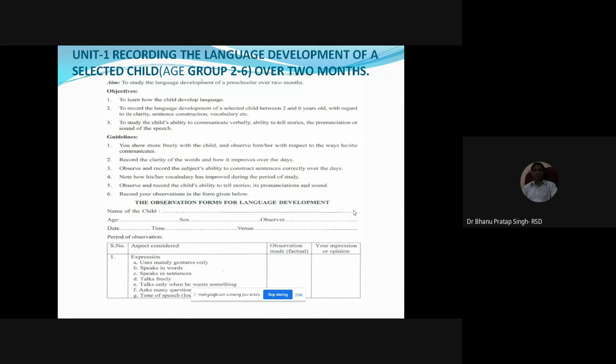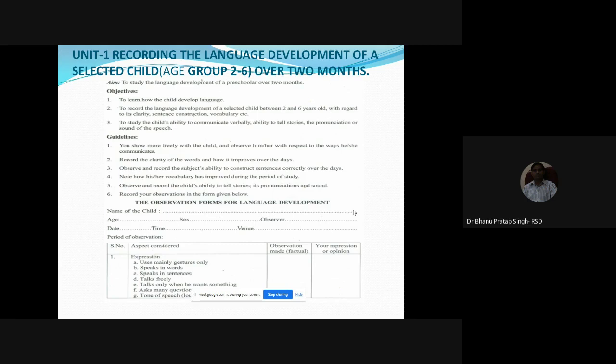Observe and record the child's ability to tell stories, its pronunciation and sound. And the sixth guideline is to record your observation in the form given below. The format is given and it will be very helpful for you to write your observation and result also.